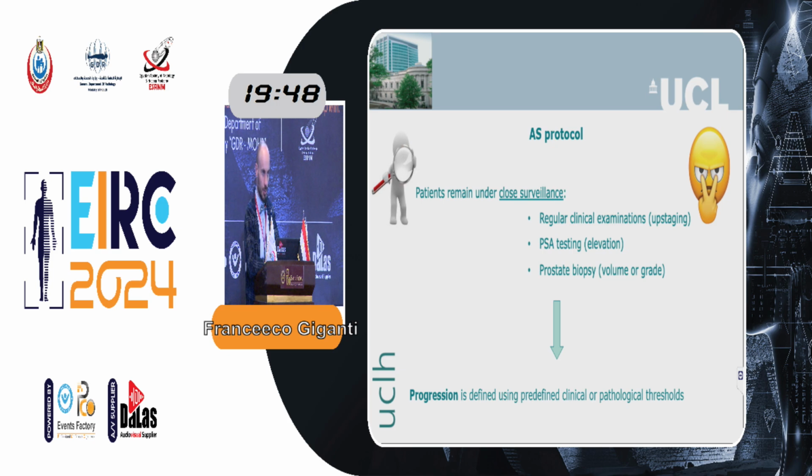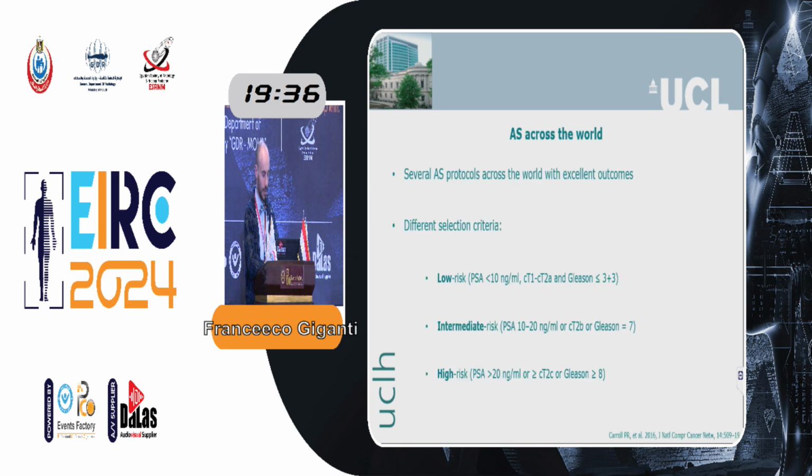The active surveillance protocol that the urologists usually do is a regular clinical examination, the PSA, and the prostate biopsy to confirm the presence of cancer, of course. So progression is defined using clinical or pathological thresholds. The problem here is that we have a lot of active surveillance protocols around the world with different selection criteria and different timing for imaging.